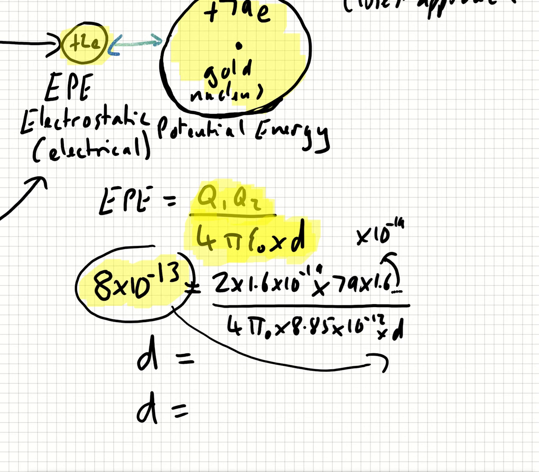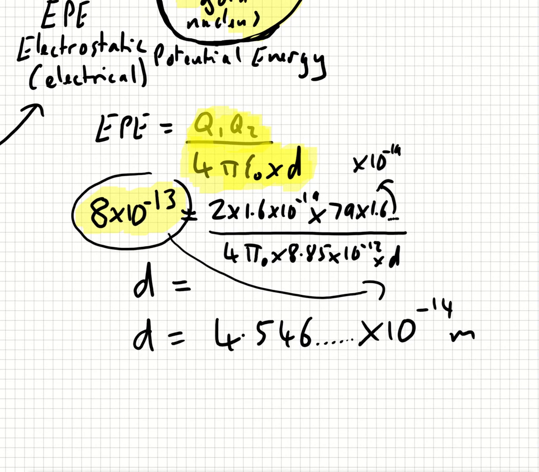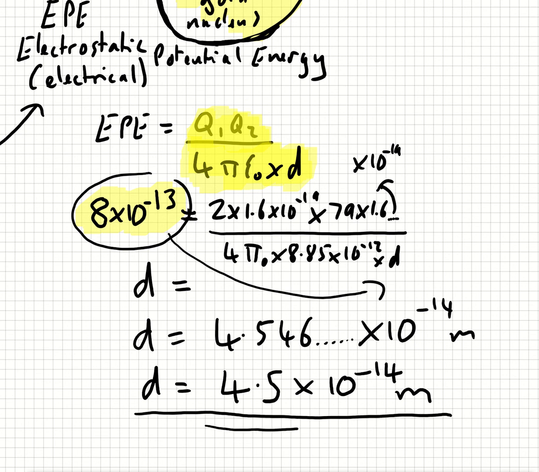We want it to be legible. 4.546, and the calculator goes on and on and on, times 10 to the minus 14 meters. So that's what your calculator should show you. There's d. We're not going to lose a careless mark. We're going to give it to 2 sig figs because originally the energy of the alpha was given to 2 sig figs. I gave it as 5.0 MeV. So there we are, our final answer with units, which is 4.5 times 10 to the minus 14 meters.